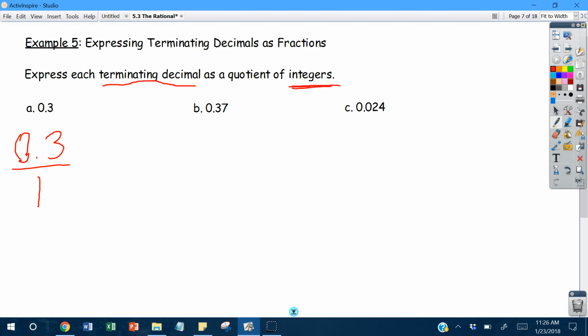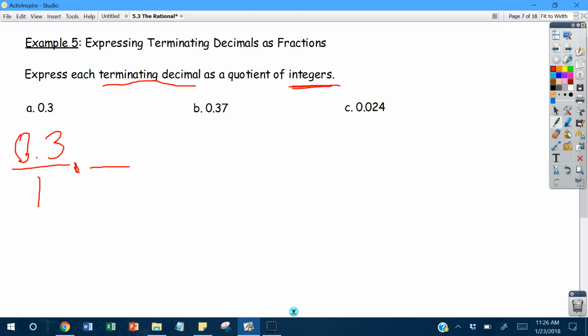So this can't be 0.3 because it's not an integer. We want to change that to an integer somehow. So in order to do that, I'm going to think, can I multiply this number by a ratio, some number divided by itself, so that that 0.3 becomes a whole number or an integer?